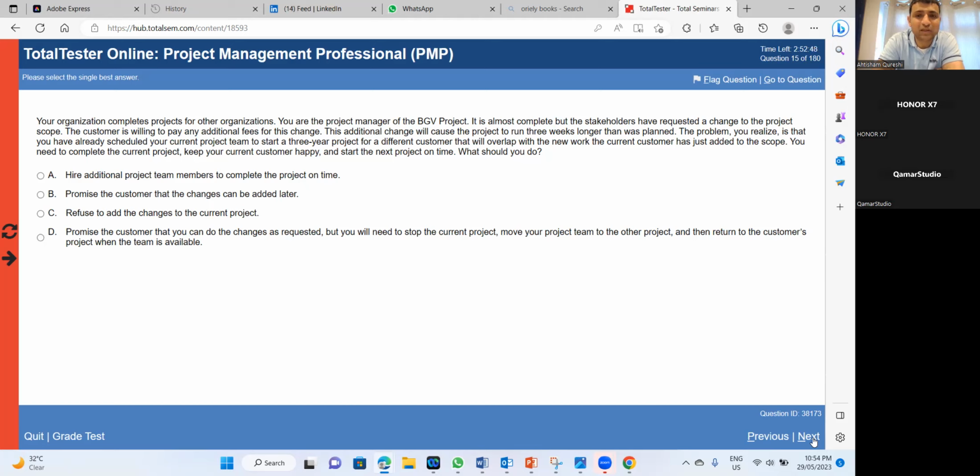But the thing is, it's not about the time. They didn't say that you need to complete it on time, right? The additional changes will cause the project to run 3 weeks longer than planned, they did mention.